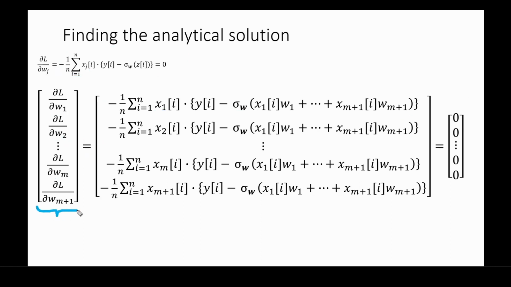This vector of the derivatives of the loss function with respect to all the w's is called the gradient. And even though we are not able to solve the system of equations analytically, the derivation of this gradient is still useful in the next video, when we are going to talk about how to solve logistic regression with gradient descent. This expression of the gradient can be further simplified into a vector and matrix notation. So that's what we are going to do next.